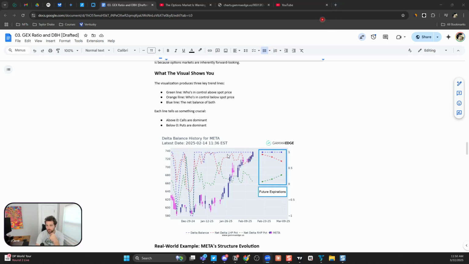And then we have the blue line, which is the net of the green and the orange line. So that just tells us, when factoring in what's happening above and below spot price, above 0 calls are winning the battle, and below 0 puts are winning the battle.